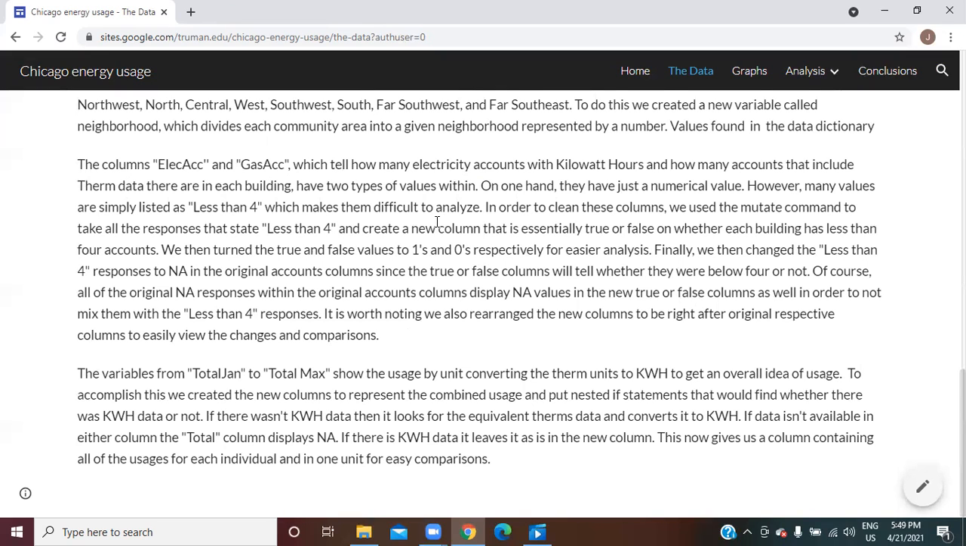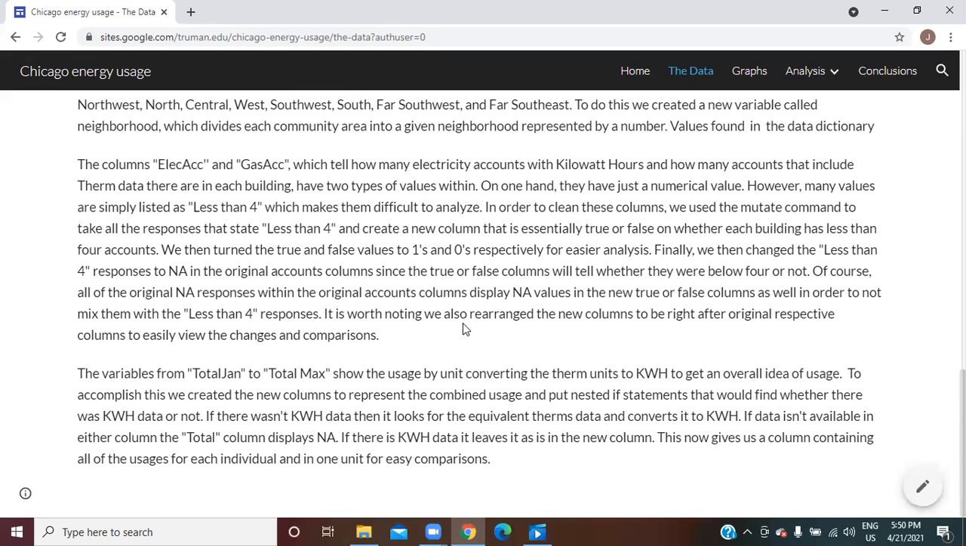Most of these values were numerical, but some of them were strings that contain multiple words, which, to do any sort of analysis on, you'd need to recode. So to clean them, we used a mutate command that would take all of the string values and create ones and zeros in new columns. And then we changed the less than 4 responses in the original accounts columns, since the true or false columns would tell whether they were below 4 or not.